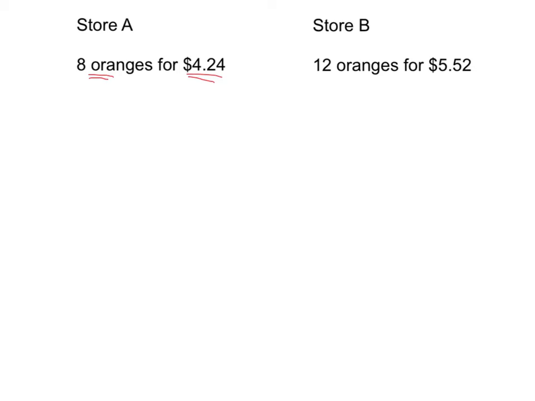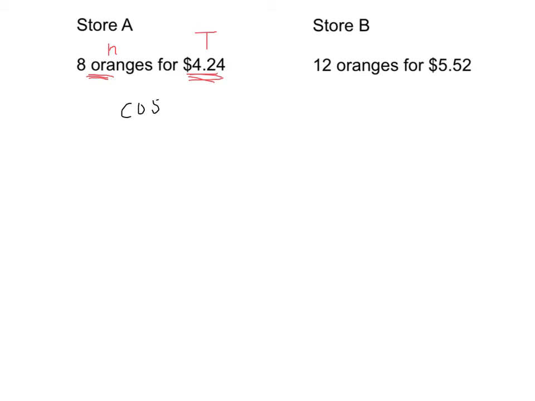So let's choose variables to define these numbers. For number of oranges, let's use the variable n. Let n represent number of oranges. And for the total cost, let's use the variable t. The total cost is $4.24 for 8 oranges. Do we know how much it costs for each orange? We don't know the cost per orange.